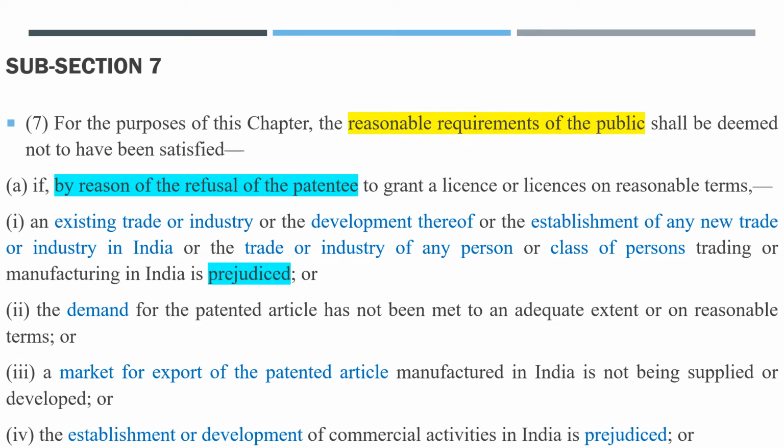Actually, friends, I made a mistake here. I just swapped between subclause 3 and subclause 4. So, I will repeat them again. Up to subclause 2, everything is fine. From subclause 3, I would tell you. Subclause 3 says, if the patented article manufactured for export has not been supplied, or subclause 4 is if the establishment or development of commercial activities in India are prejudiced. Now this is fine.